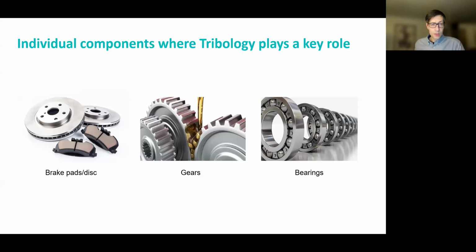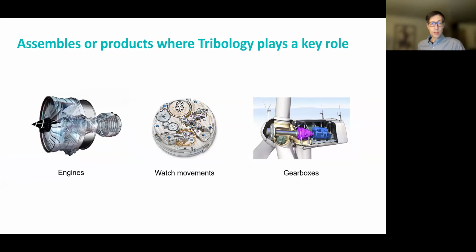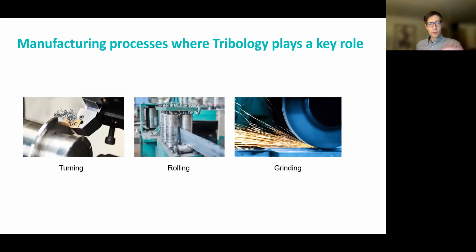So these are just a few examples of individual components where tribology plays a key role. So brake pads, gears, and bearings. These are slightly larger assemblies or products where tribology plays a role. Of course, watch movements, but also bigger scale engines and gearboxes. And then moving on to manufacturing processes where understanding principles of tribology is a key to controlling those processes, especially in manufacturing, like turning, rolling, and grinding.